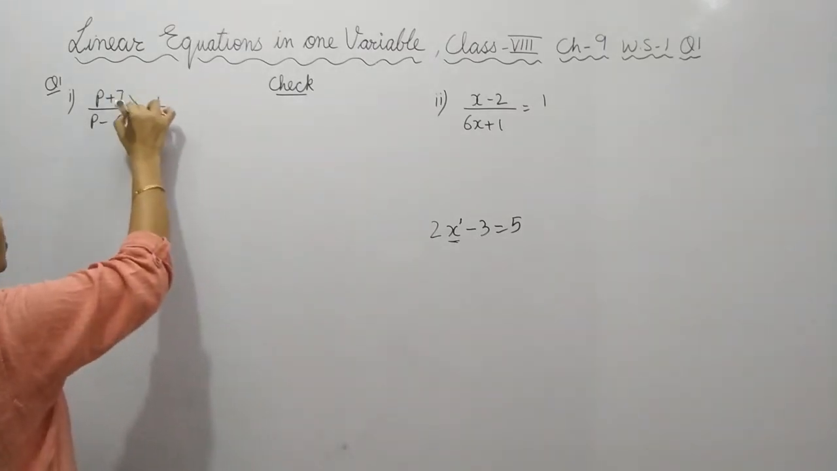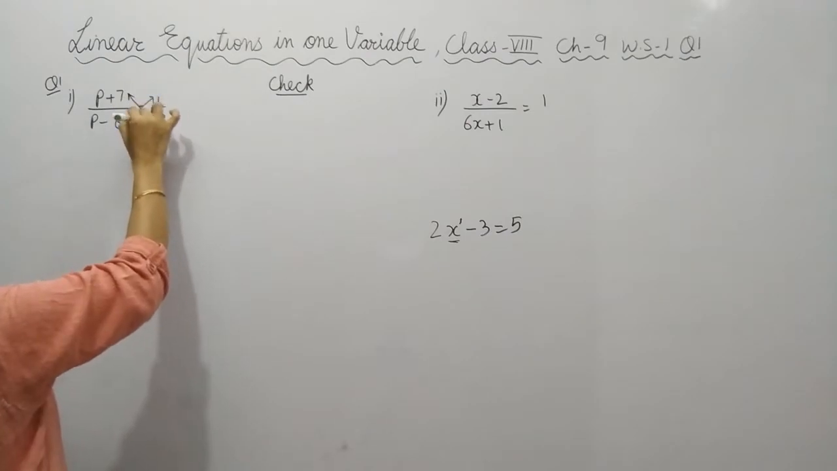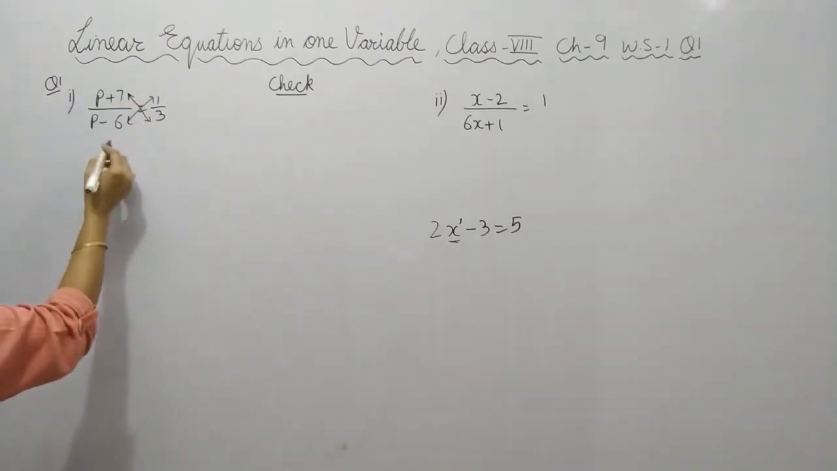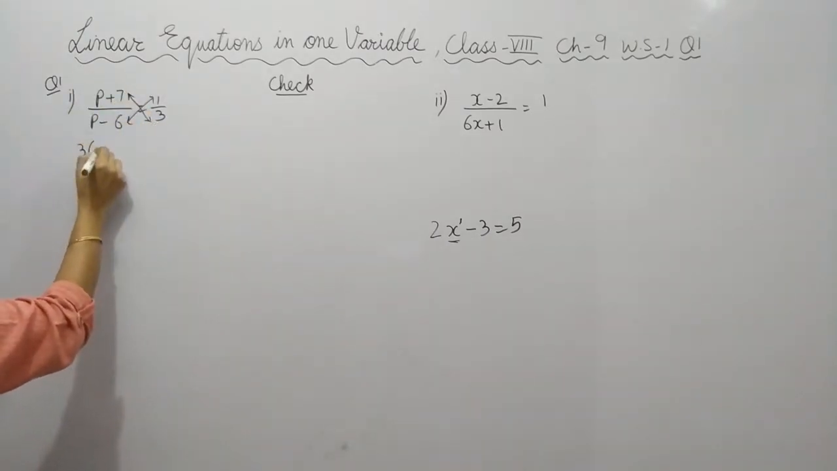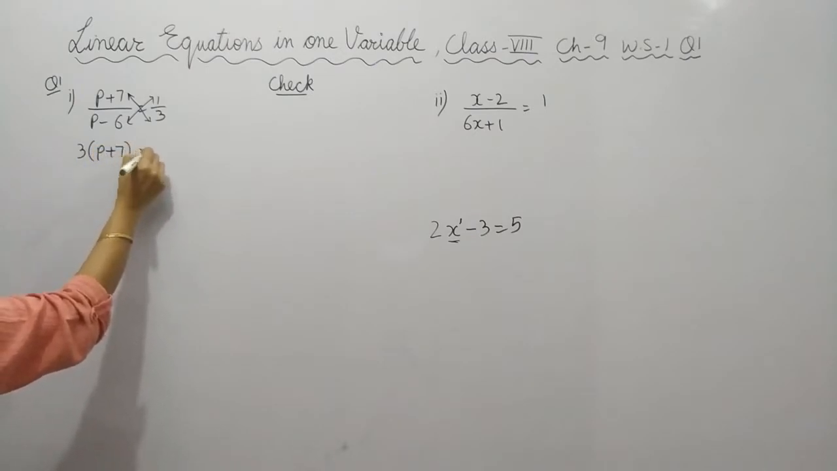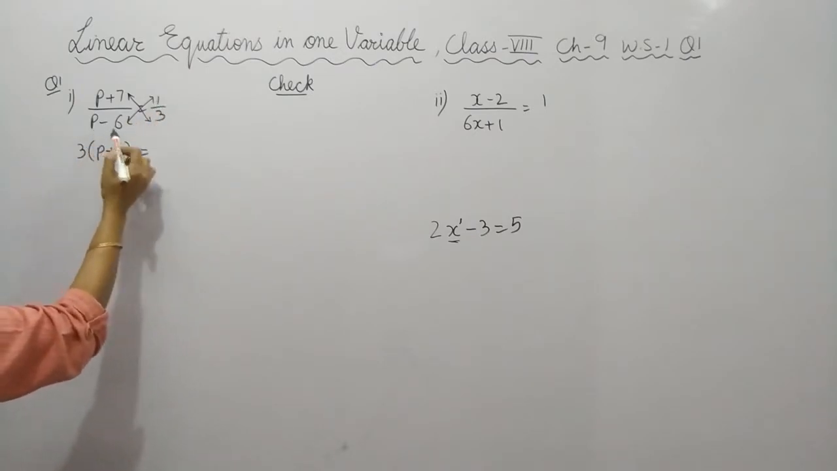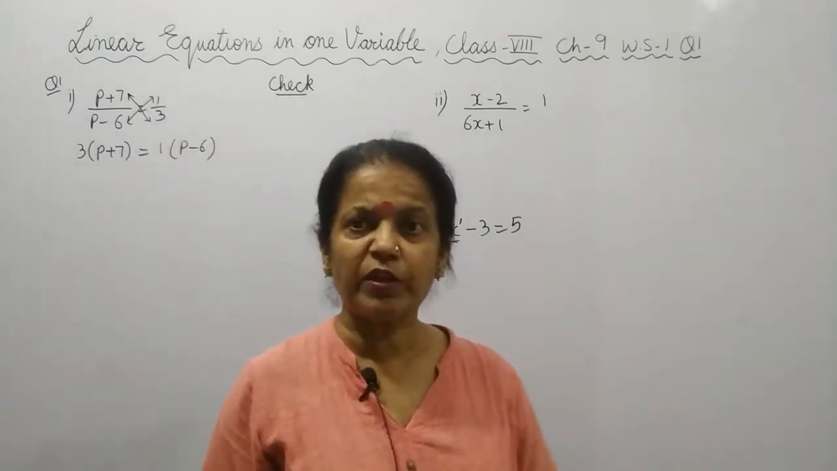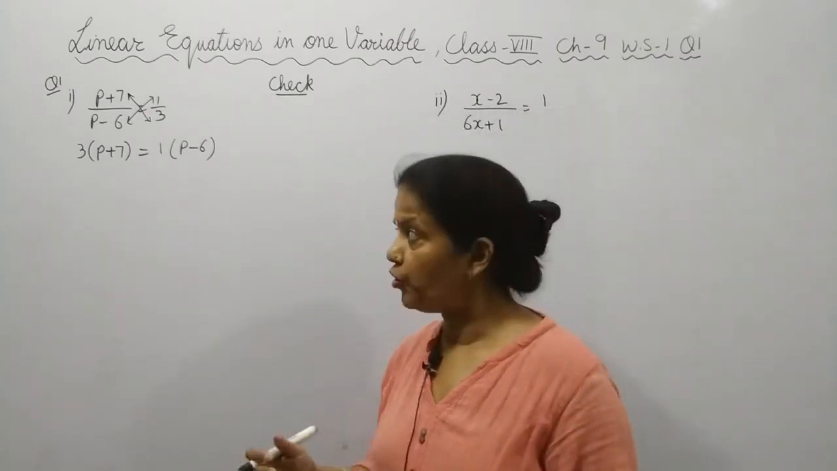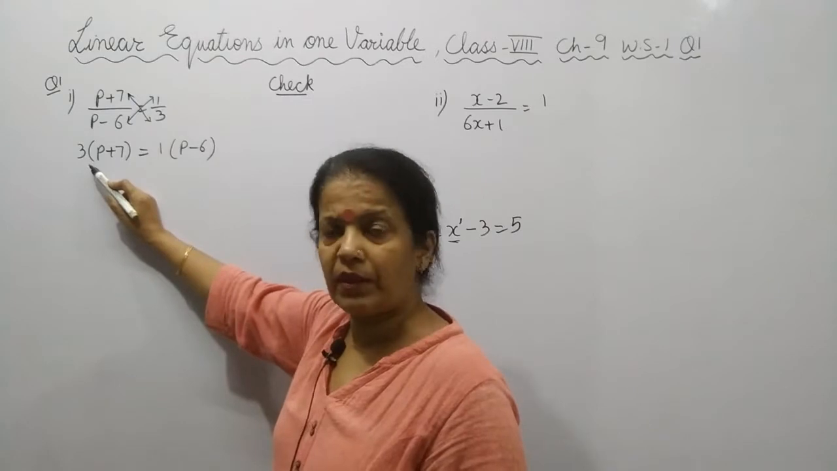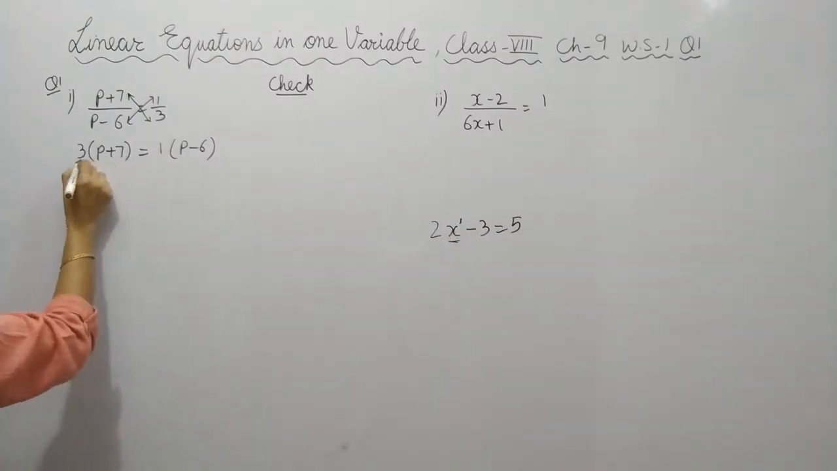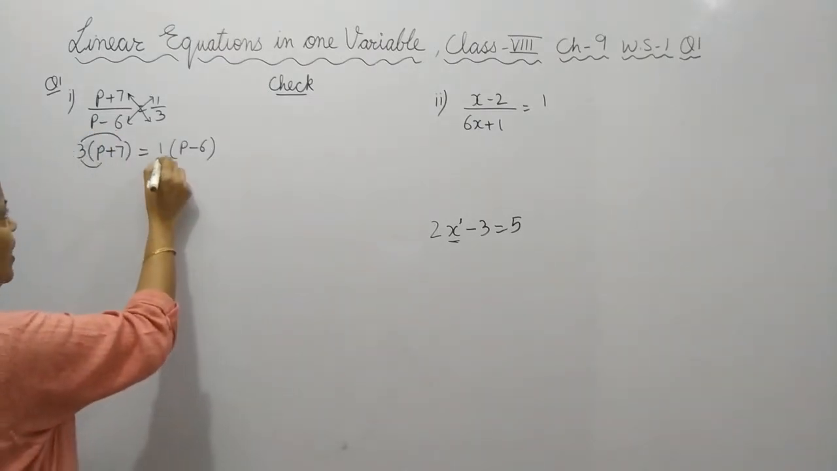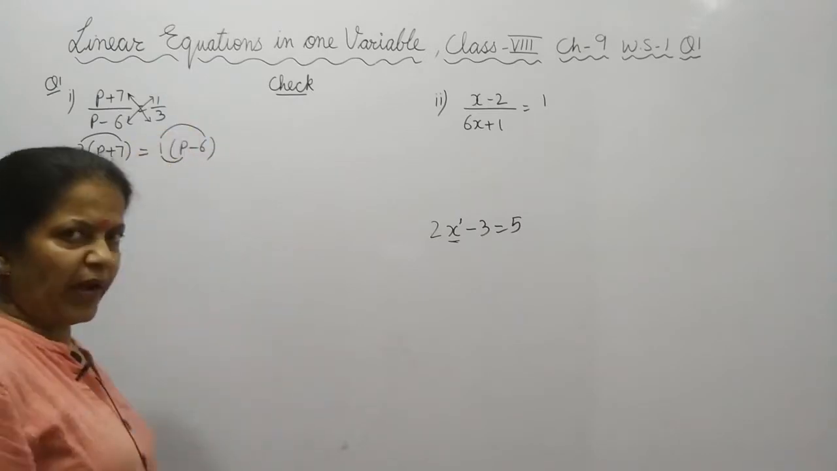This is the question and you have to write it in proper linear equation form. So for that you will do the cross multiplication. You know how to do it. So cross multiply: 3 multiply p plus 7, put the equal sign, and 1 multiply p minus 6. Now can you tell me what should be the next step? You have to open the bracket. This 3 you will multiply with p and then with 7. Same way 1 with p and 1 with minus 6.